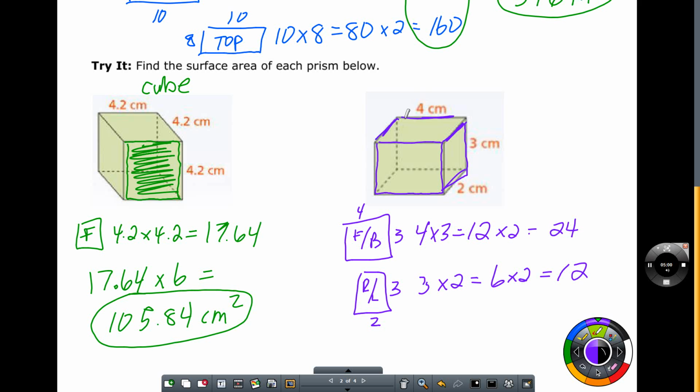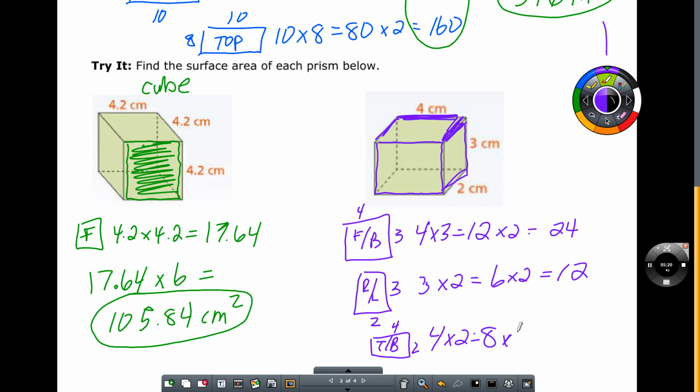Okay, the last part is the top and the bottom. So we see we have 4 across there, and this front to back is going to be 2. Oops, sorry about that. Let's try that again. So 4 times 2 is 8. There's 2 of them, so we're going to multiply it by 2, and we get 16.